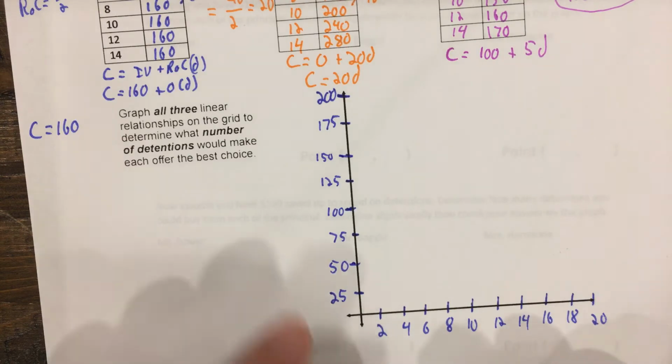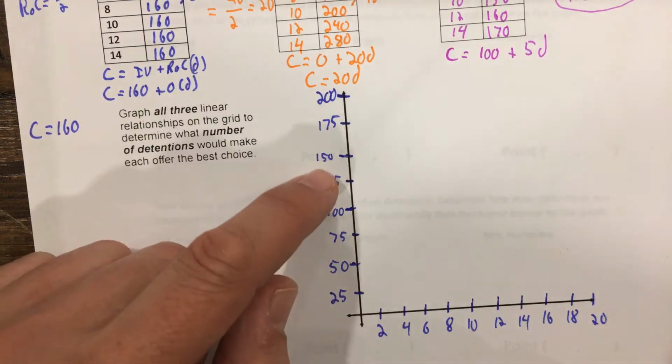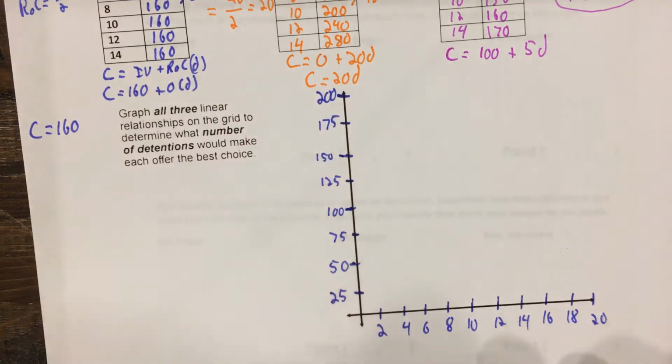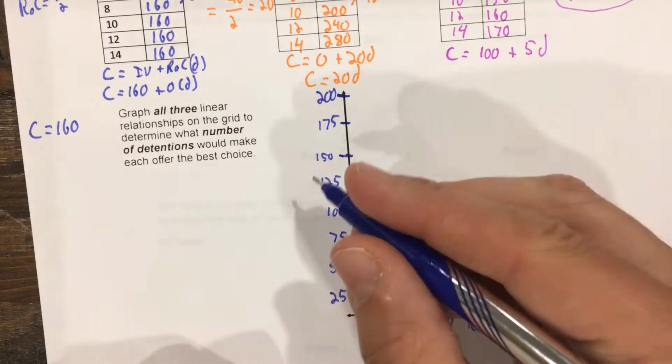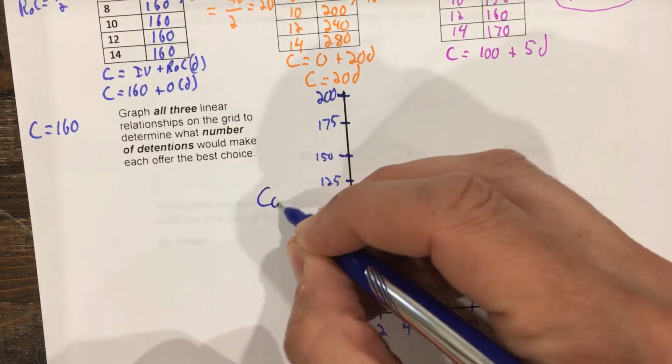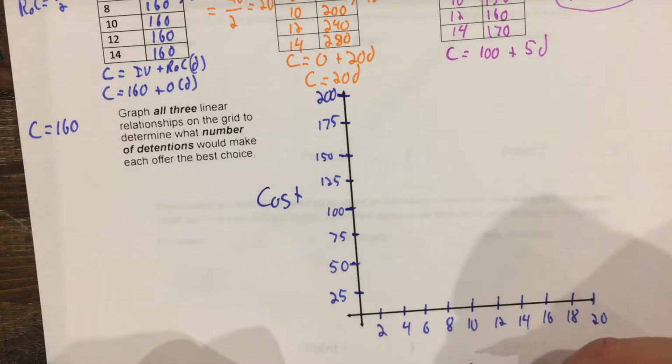They're not perfect, as you can see. There's a lot more distance between the 150 and 175 than there is to 200. It won't make our graph look perfect, but it will be close enough for what we're doing. On the bottom, I want you to go up to about 20 detentions. So $200 and 20 detentions. On the bottom, I went by twos. On the side here, don't forget to label your axes: cost and detentions.